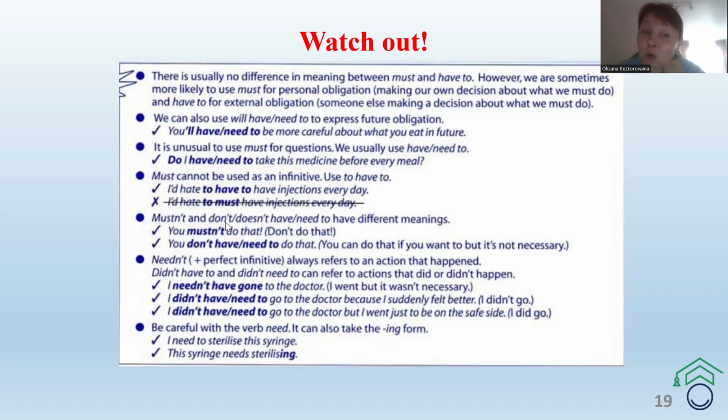Mustn't and don't have to, or doesn't have to, or needn't have different meanings. You mustn't do that. It means don't do that. You are not allowed to do that. Otherwise, it might be dangerous. It's a very strict prohibition. But you don't have to do that, or you needn't do that, means you can do that if you want, but it's not necessary.